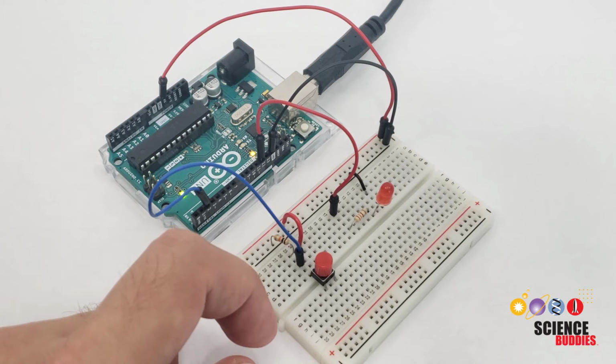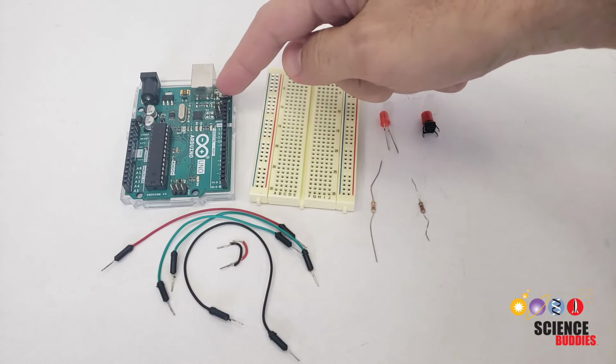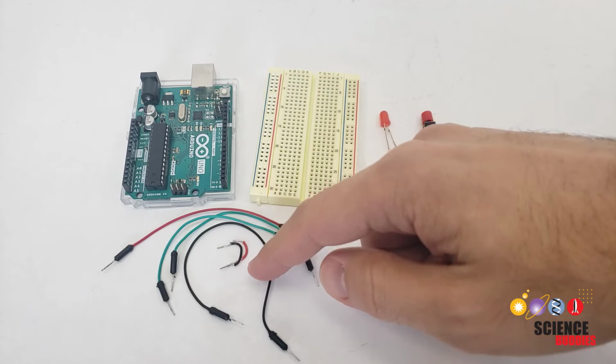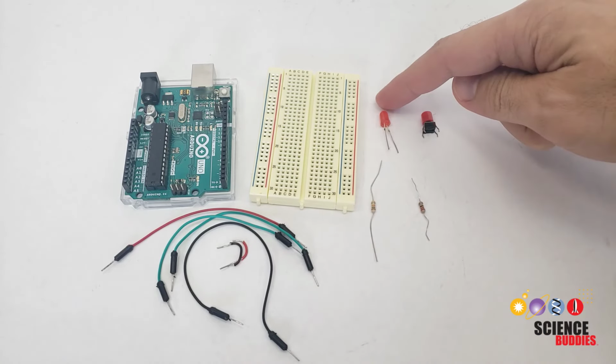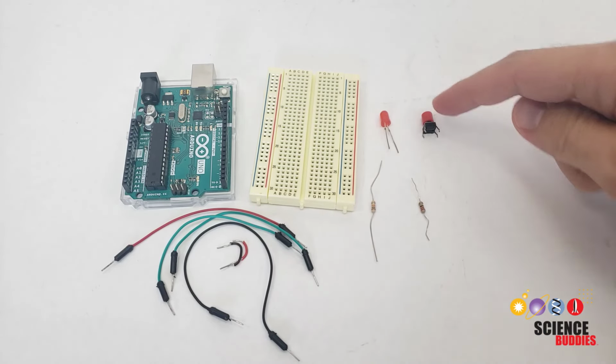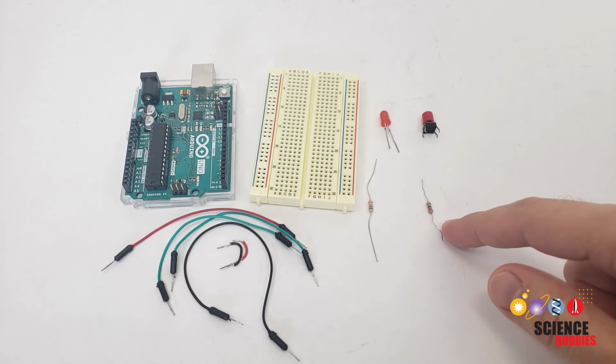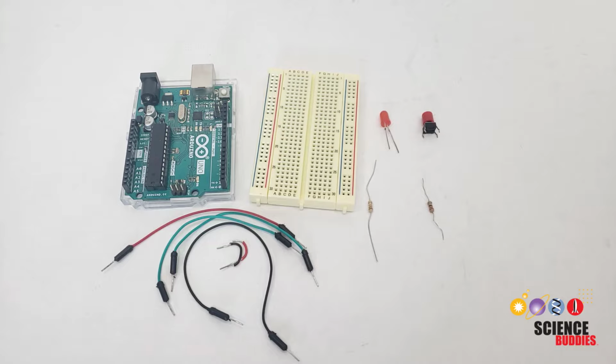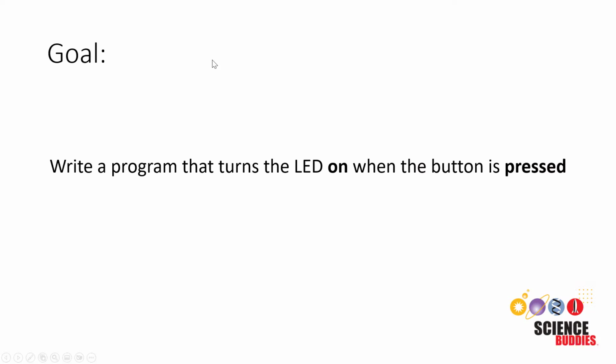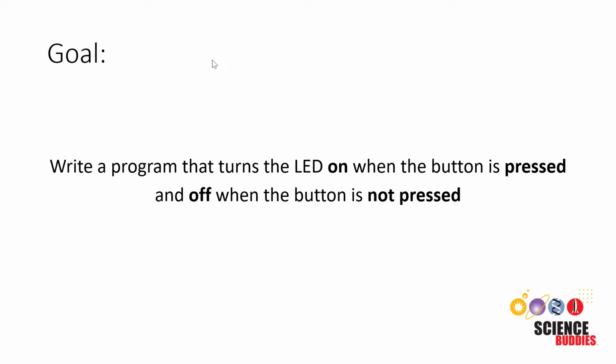In addition to your Arduino, breadboard, and assorted jumper wires, you will need an LED, a push button, a 10 kilo ohm resistor, and a 220 ohm resistor. Let's say that our goal is to write a program that turns the LED on when the button is pressed and off when the button is not pressed.